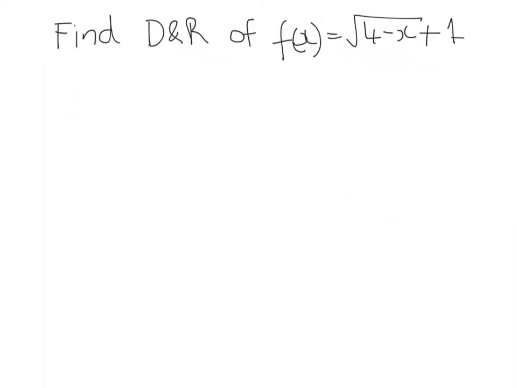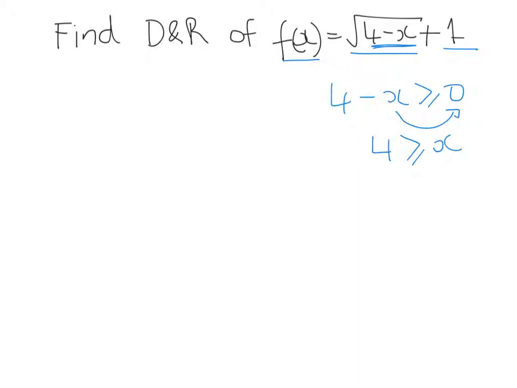Okay, now the domain and range of f of x, where we have the square root of 4 minus x, plus 1. Well, there are a couple of different ways you can do this. I suppose you could sketch it. But what I'd probably do, given that we have a square root, I'd say 4 minus x always has to be greater than or equal to 0. Remember, when you have a square root, anything under the square root must be greater than or equal to 0. Now if I took this across to the other side, I'd get 4 must be greater than or equal to x, and I could rewrite it like this.